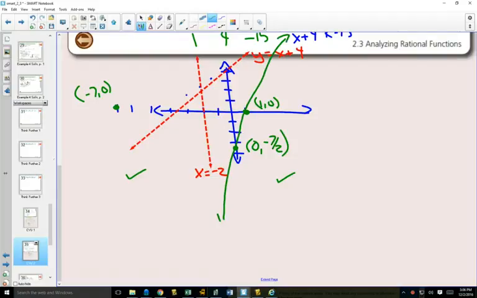Ooh, that's a little curvy in there. It's going to approach my oblique asymptote, and it's going to approach my vertical asymptote. Same thing here. It's going to curve up like that and curve here. If these extended further, your graph would approach those.